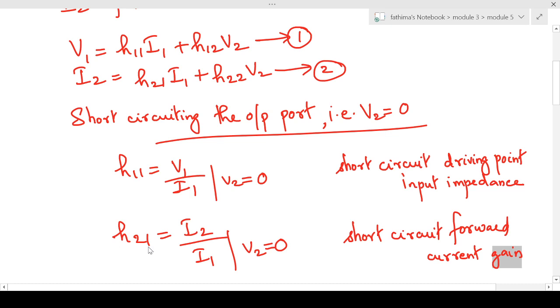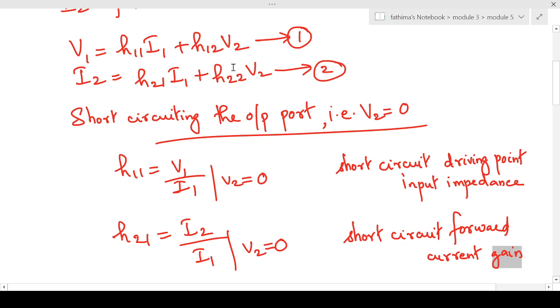So it is called the short circuit driving point input impedance. Now next is H21. It is the ratio of current at the output port to current at the input port. So it is the current gain, and since it is the ratio of current at the output to input, it is the forward current gain, and it is obtained by short circuiting the output port. So it is called the short circuit forward current gain.